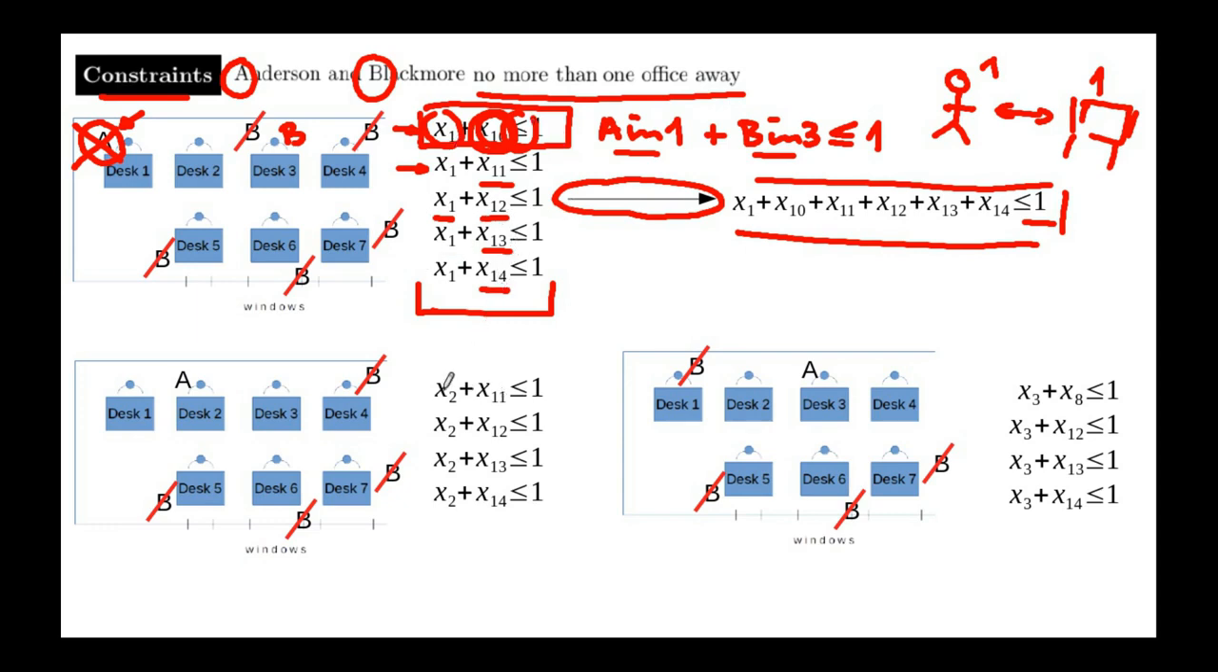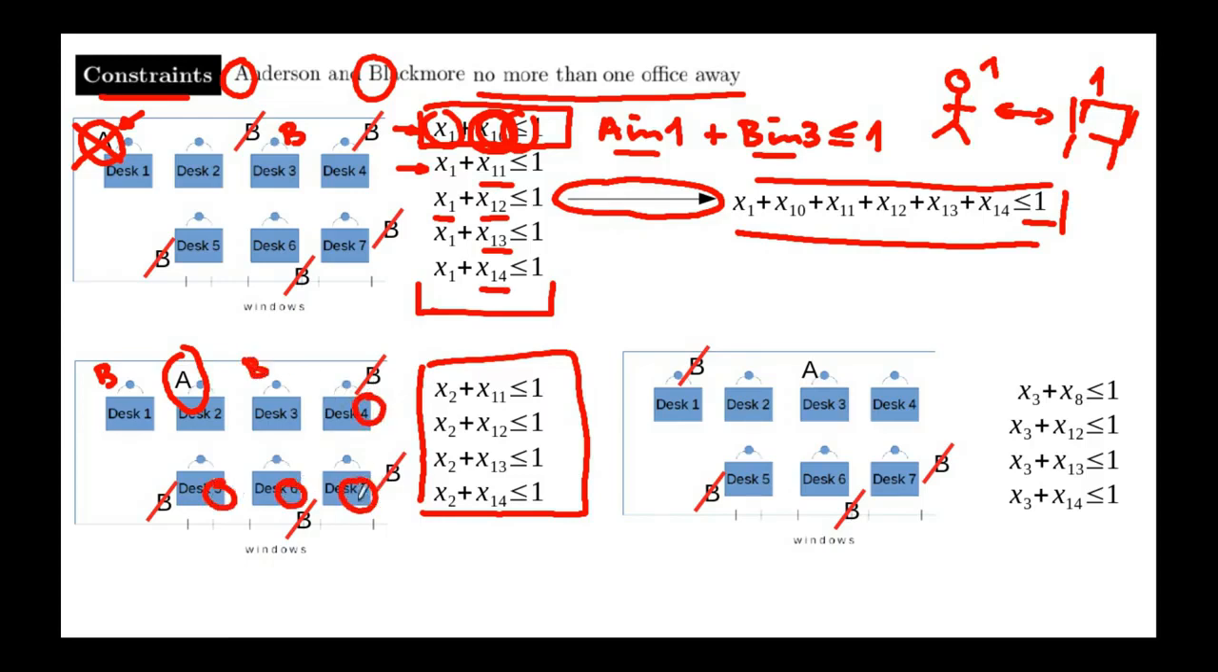Here I strongly recommend you to stop the video and check that these are the 4 constraints when A is assigned on desk number 2, because B could be here or here, but not on 4, 5, 6 or 7. Then I recommend you to stop the video again and check all these inequalities when A is assigned on desk number 3. B cannot be in 1, can you see here the 8, and then 5, 6 and 7.